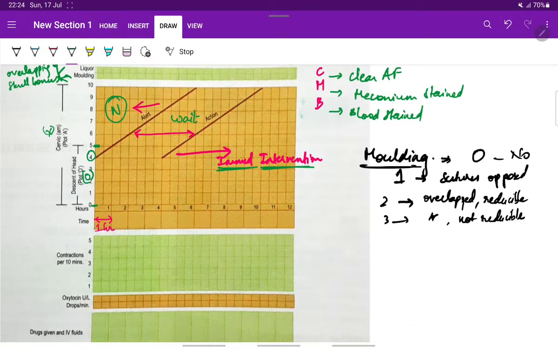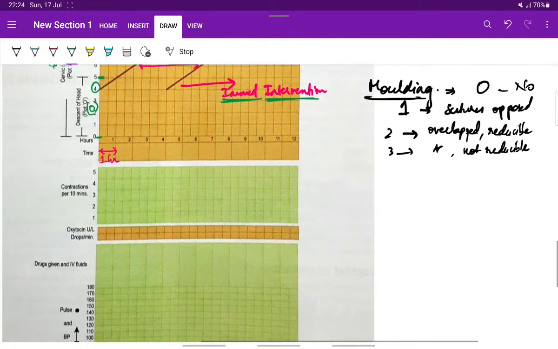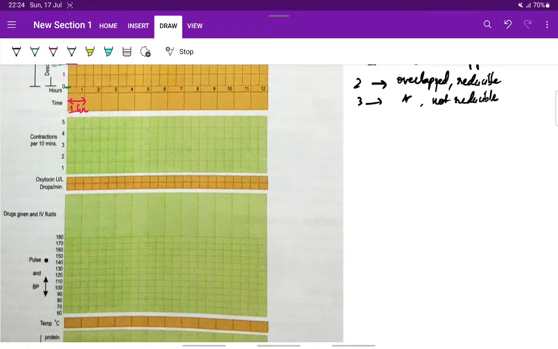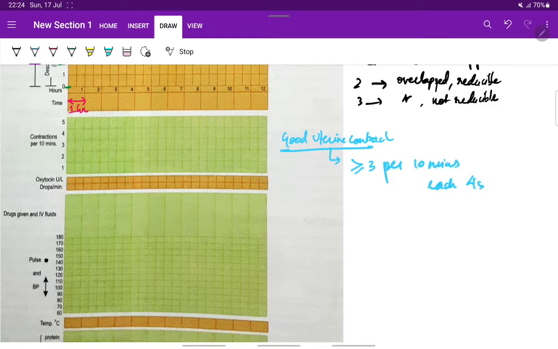Next is the hours. The hours indicate how long the labor is happening, and the time is for recording the actual time. Next is the uterine contractions per 10 minutes. Good uterine contractions, the criteria for that is minimum of 3 uterine contractions per 10 minutes, each lasting for 45 to 55 seconds. These are good uterine contractions.